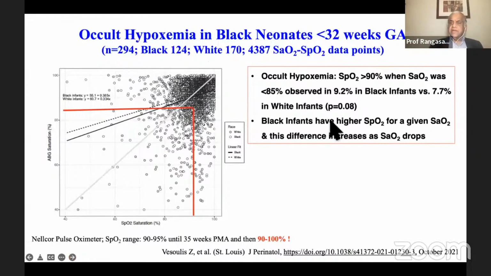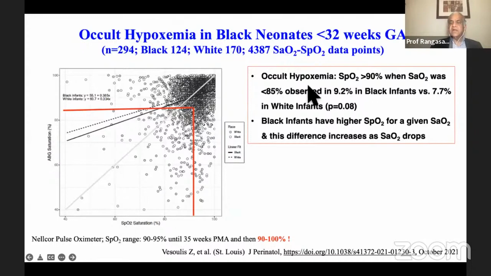So this is another recent paper looking at whether oxygen saturation works the same way in all babies. It's an elegant study from St. Louis. They looked at occult hypoxemia in Black neonates, African-American neonates, compared to white neonates. These are all babies less than 32 weeks gestational age, 124 dark-skinned babies and 170 light-skinned white babies, nearly 4,400 saturation to SpO2 samples.